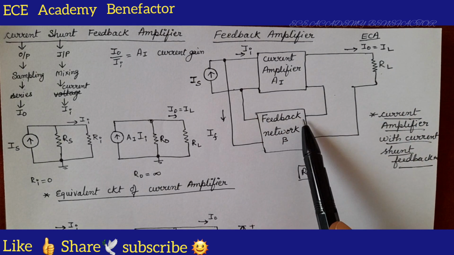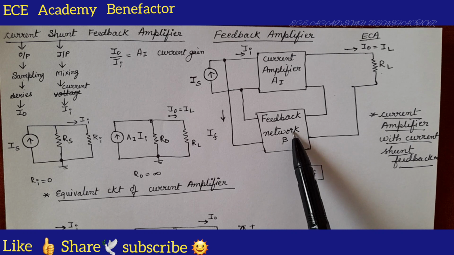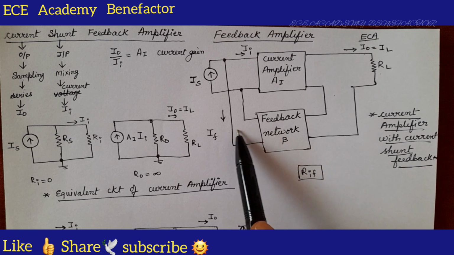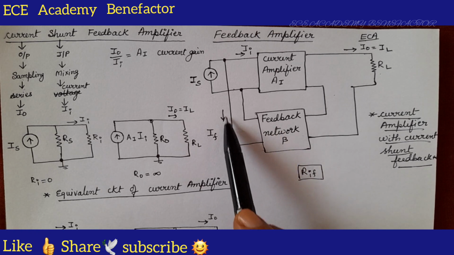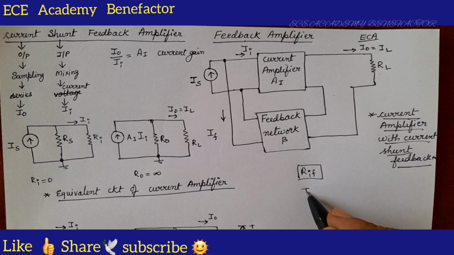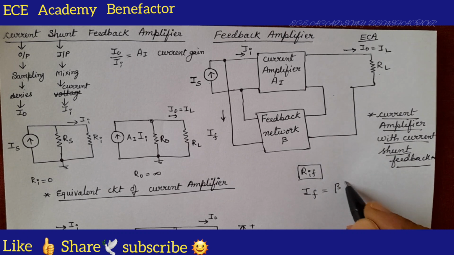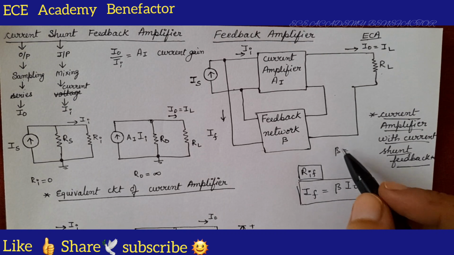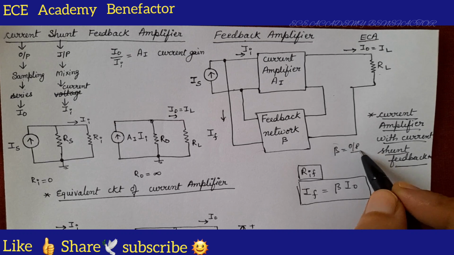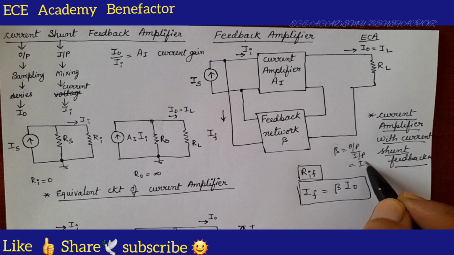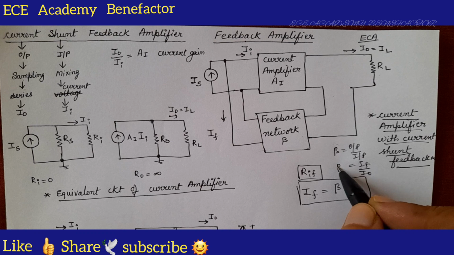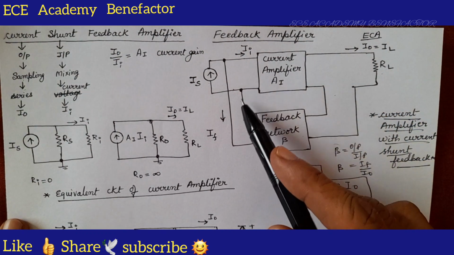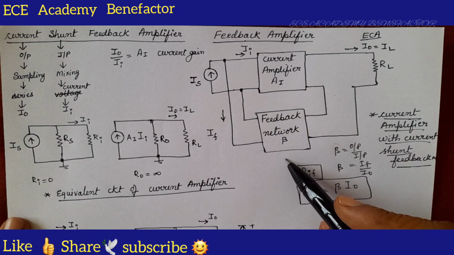So, here what will the feedback network do? It will take a part of the output parameter. What type of parameter is fed back? IF. What is IF now? IF will take a part of the output I0. What is beta? Beta is a ratio, output by input. What is the output? IF. What is the input? I0. So, what is IF? Beta times I0. So, this is the block diagram of a current shunt feedback amplifier.